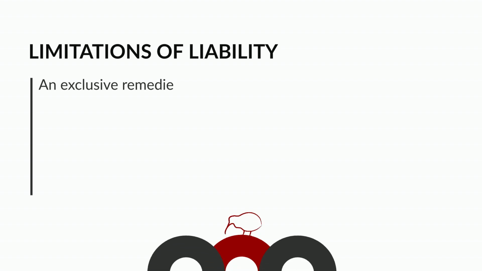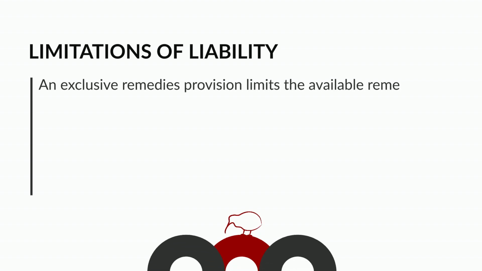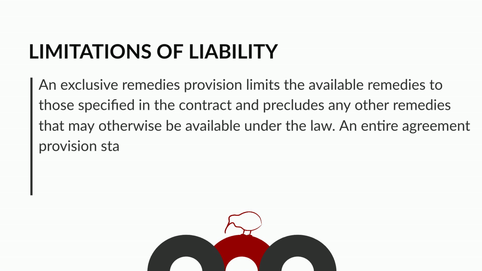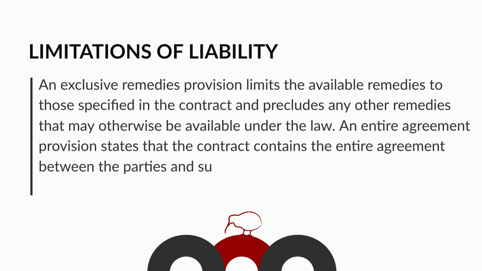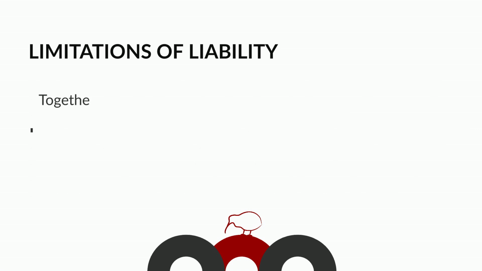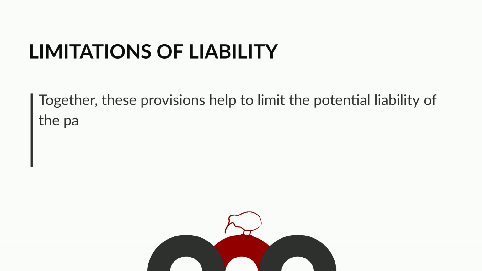Limitations of liability. An exclusive remedies provision limits the available remedies to those specified in the contract and precludes any other remedies that may otherwise be available under the law. An entire agreement provision states that the contract contains the entire agreement between the parties and supersedes any prior negotiations, understandings, or agreements, whether written or oral. Together, these provisions help to limit the potential liability of the parties and clarify the scope of the contractual relationship.